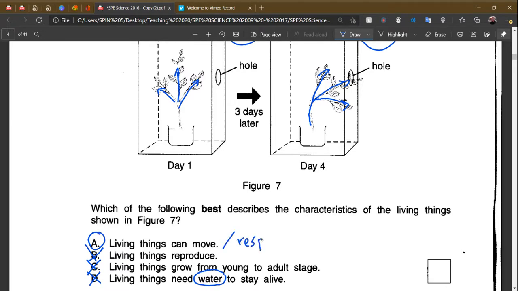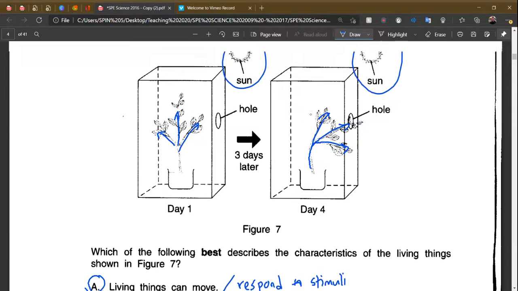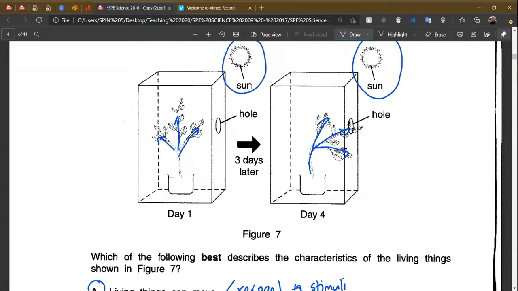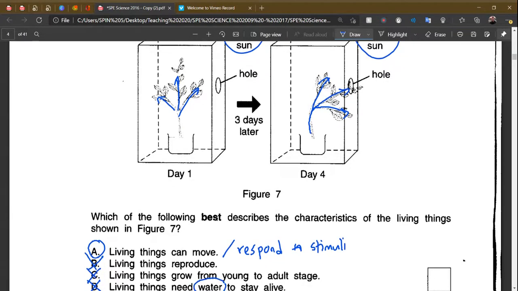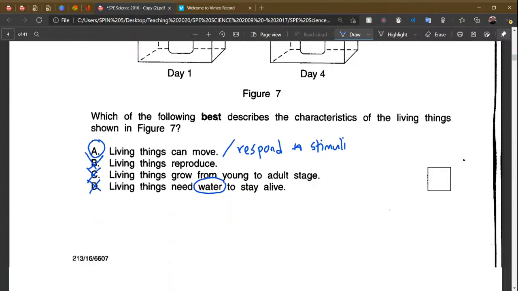Another thing that you can write down is also respond to stimuli, because if you look in the diagram you can see that it's moving towards the sun, it's trying to get food, so it's responding to the sun which is outside and it moves slowly there, but it takes time, it doesn't move instantly like other living things. Plant does move slowly.